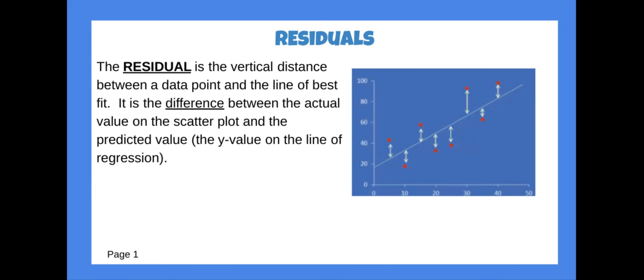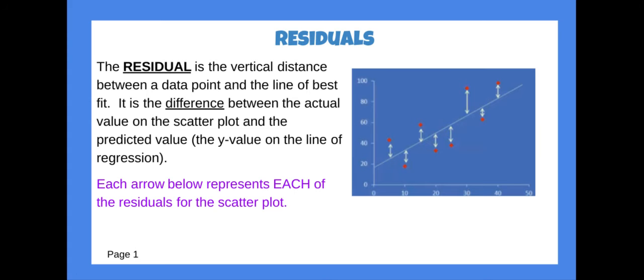and then we're also going to plot them. A residual is just the vertical distance between the data point and the actual line of best fit. The residual itself is just the difference between the actual value of the point of the scatter plot and the y value on the line. Each arrow represents each of the residuals for a scatter plot. Some are above the line, some are below the line. When we get into this, we'll notice that the residuals that are above the line would be positive, below the line will be negative. Okay, so now we're going to turn it over to page 2.